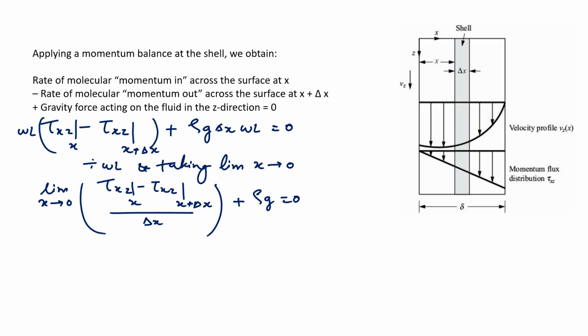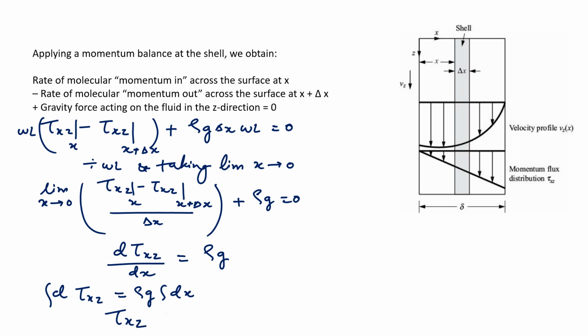So by calculus, I am getting an equation d tau xz upon dx equals to, by calculation and taking limit x tends to 0, rho g. Now integrating this, what I get, integration of tau xz equals to rho g integration dx. Right? Now here tau xz equals to rho g x plus c1.